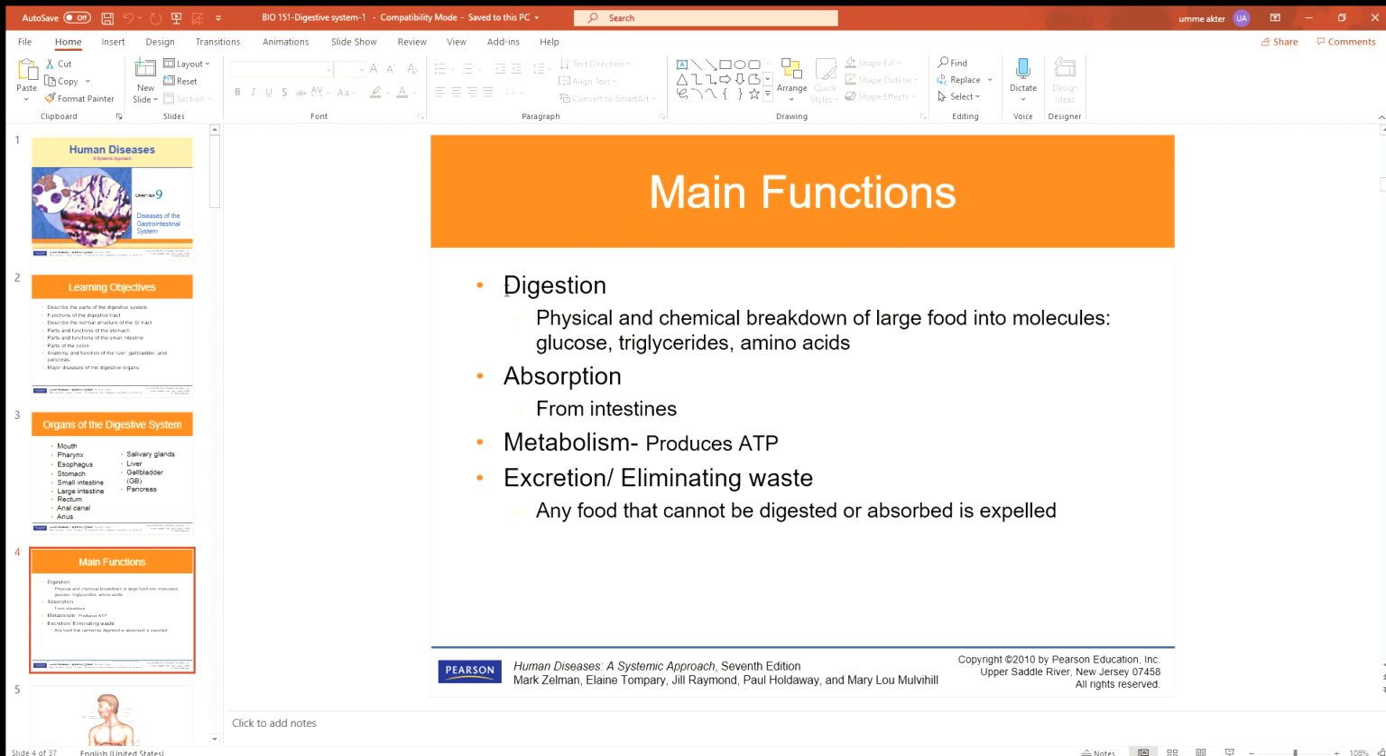Functions. The main function is digestion. This system is called the digestive system, so digestion is an important function of this system. What is digestion? Digestion is the breakdown of food, the conversion of large food into small molecules. After the digestion of proteins, carbohydrates, and fats, small molecules are formed after the breakdown, and that process is called digestion. As the end products of digestion, carbohydrates are converted to glucose, fats are converted to triglycerides, and proteins are converted to small amino acids. So these are the smallest molecules of carbohydrates, fats or lipids, and proteins.